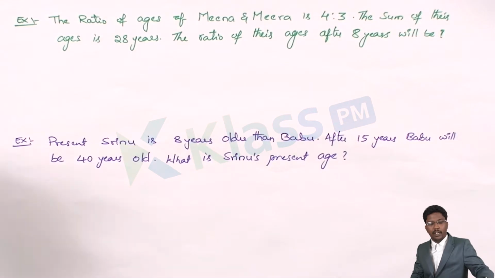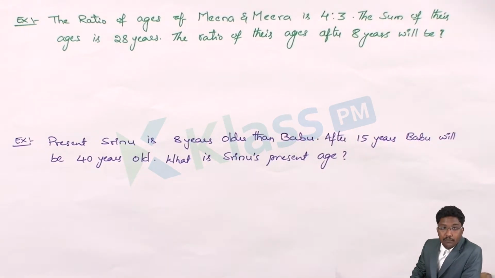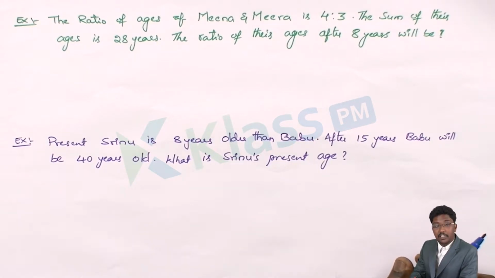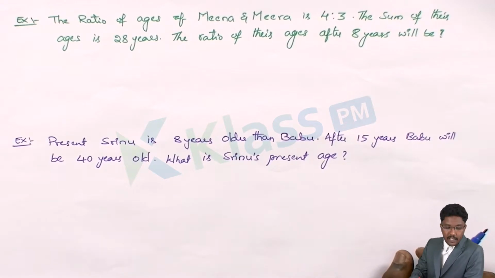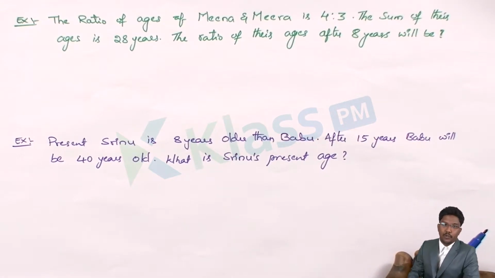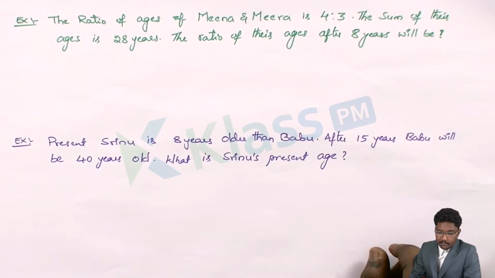The ratio of ages of Meena and Meera is 4:3. The sum of their ages is 28 years. The ratio of their ages after 8 years will be? Here, the ages are not given directly. It is just giving the ratio. Ages are in the ratio 4:3, but the sum of their ages is 28 years.